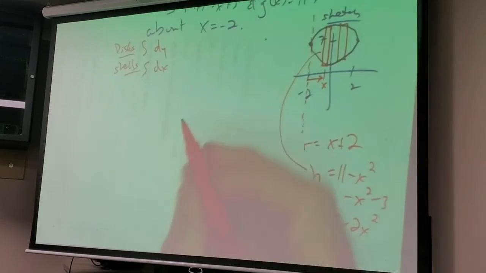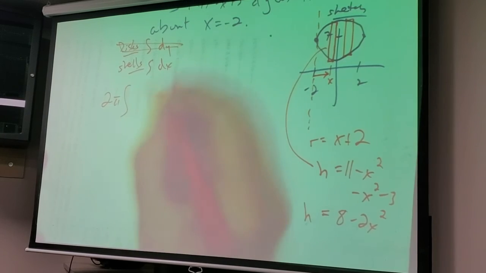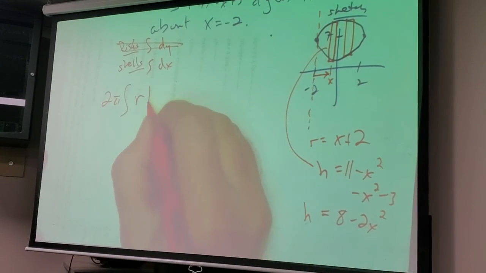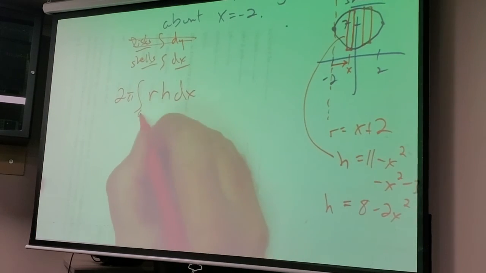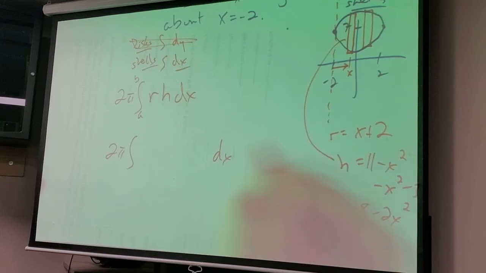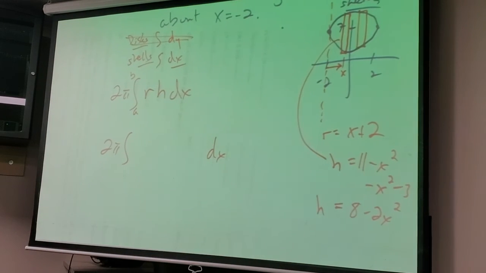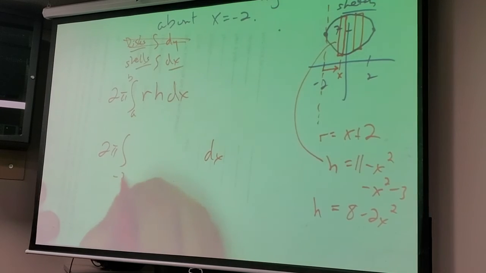Well, let's see. Okay, so shells requires 2 pi integral. It needs the radius, it needs the height, and we've already determined it's dx, a to b. So it's going to be 2 pi. Since it's dx, it's going to be from what to what? From negative 2 to positive 2. Negative 2 to 2.